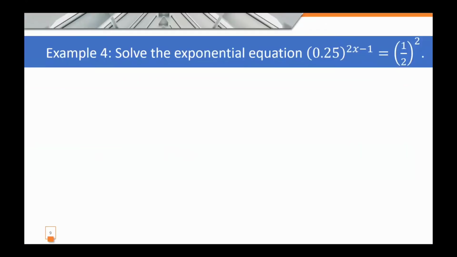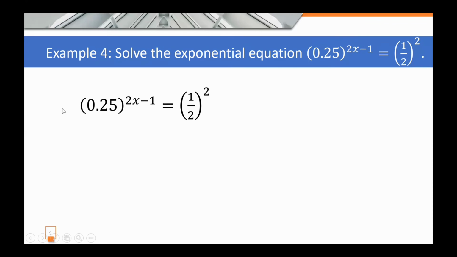Let's proceed to example number 4. Solve the exponential equation 0.25 raised to the quantity 2x minus 1 equals 1/2 raised to 2. Let's take note of the given. And here, you have to make the bases equal. So, dapat itong nasa left side na base as 0.25 and sa right side na 1/2 dapat maging pareho sila.